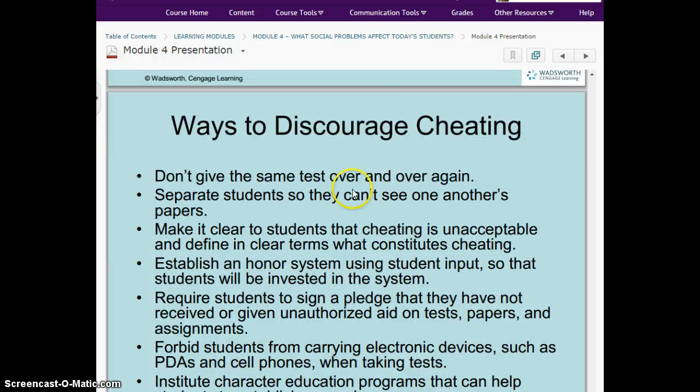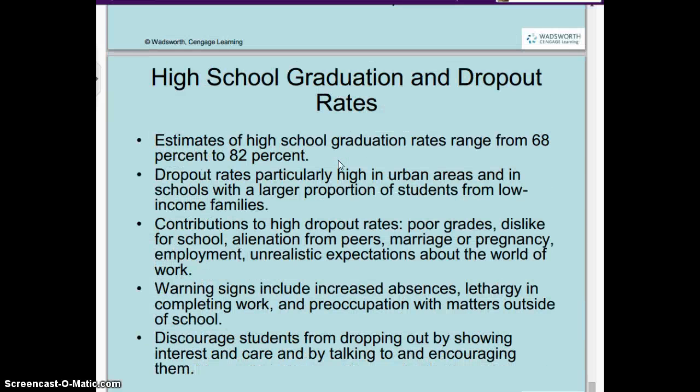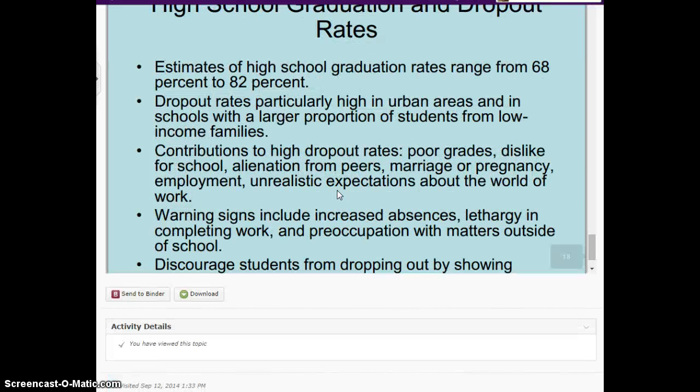There's something here about the issue of cheating in school, and then it gets into the issue of dropouts, and we're going to see more of that in the other materials.